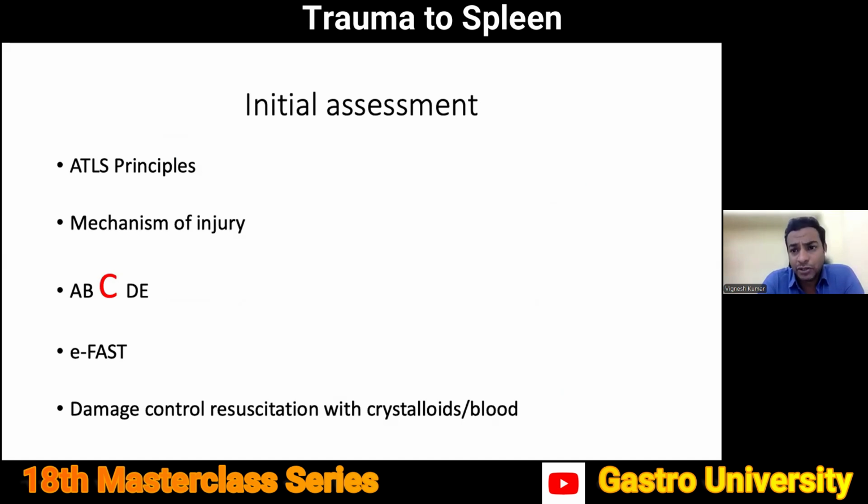Dr. Joseph has covered most of the initial management and initial assessment of all of these patients, so one will stick to the ATLS principles. Mechanism of injury, like I mentioned, is very important, with about 99% being blunt trauma in our country. One follows the ABCDE principles of management, and when evaluating circulation, one is trying to pick up abdominal injuries or splenic injuries.